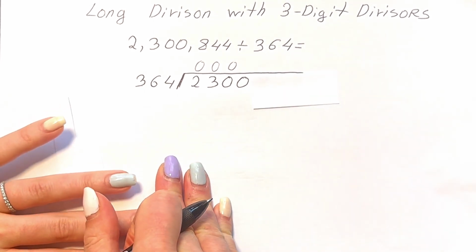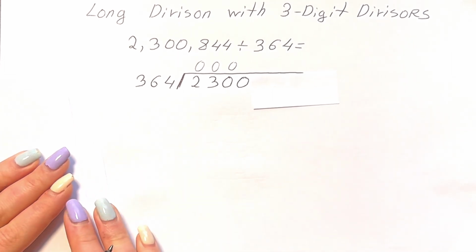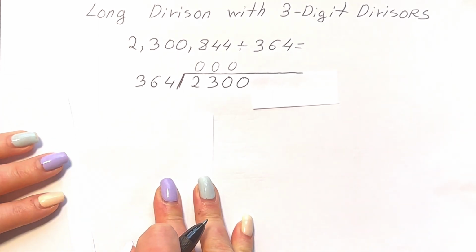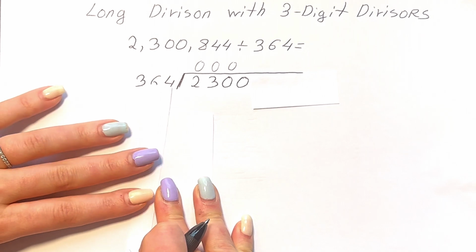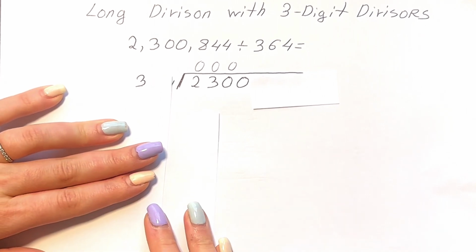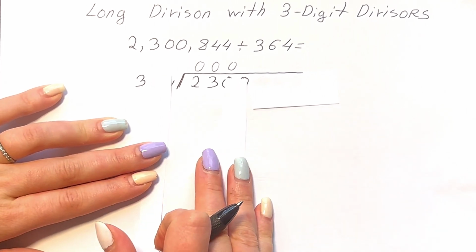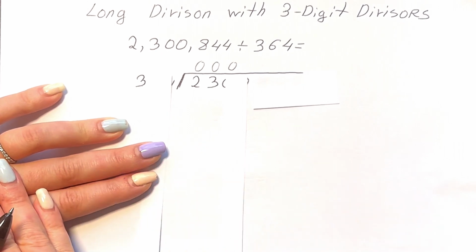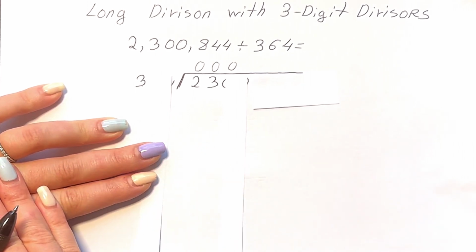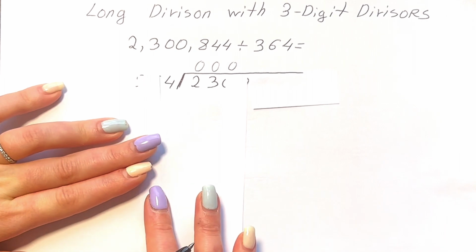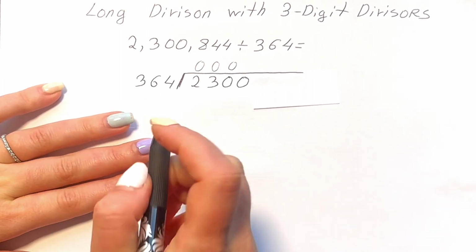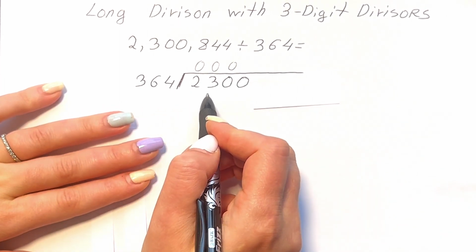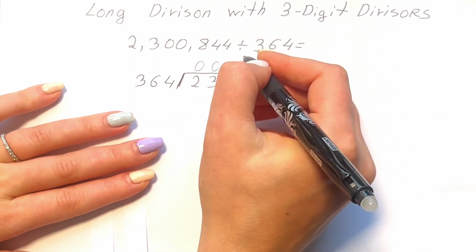Okay, 364 goes to 2,300. How many times? Again, the same way, I'm gonna cover the last digits of the divisor and the last digits of the dividend. 3 goes to 23 7 times. It means 364 goes to 2,300 7 times.